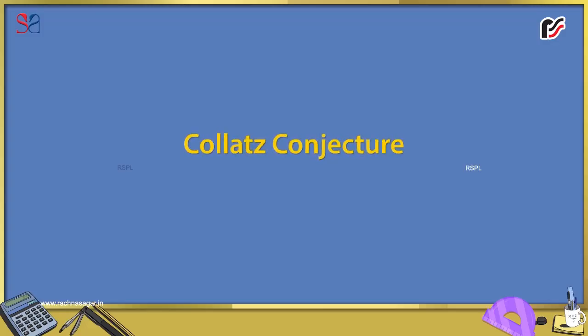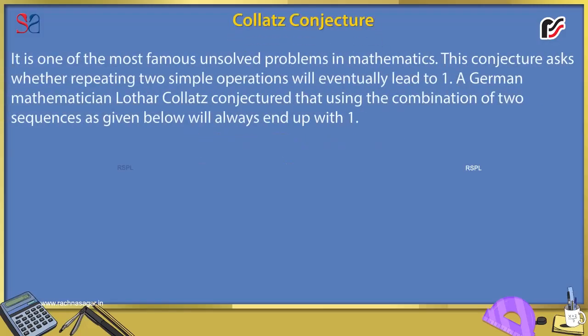Collatz's conjecture is one of the most famous unsolved problems in mathematics. This conjecture asks whether repeating two simple operations will eventually lead to one. A German mathematician, Lothar Collatz, conjectured that using the combination of two sequences as given below will always end up with 1. Procedure to follow for the Collatz conjecture.